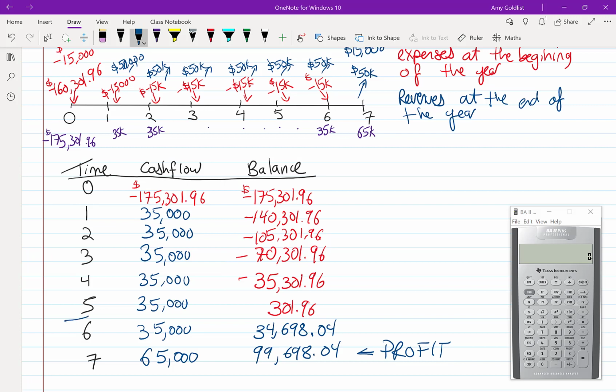We know it's between 5 and 6, and between 5 and 6 for the most part is good enough, but I'm going to go one step further and show you how this would be if you want it to be exactly perfect. So I'm going to say payback is going to be 5, the last year where there's a loss is year 5. Then I add to that a fraction: the amount of loss here, that's 301.96, over the amount of revenue I got over the next year.